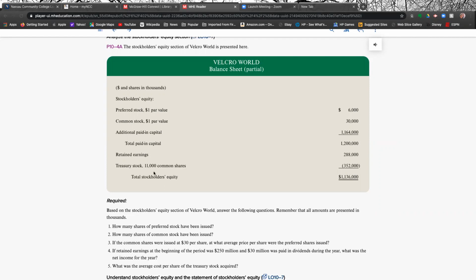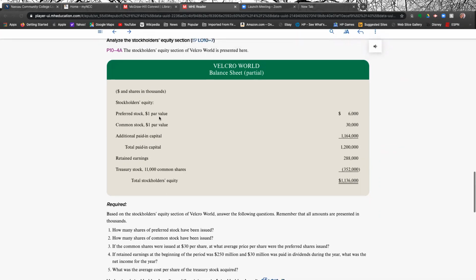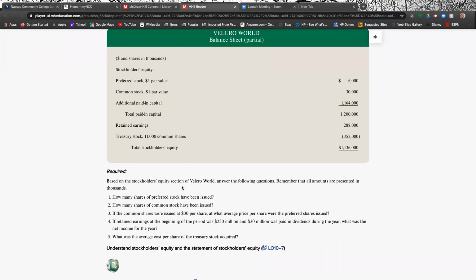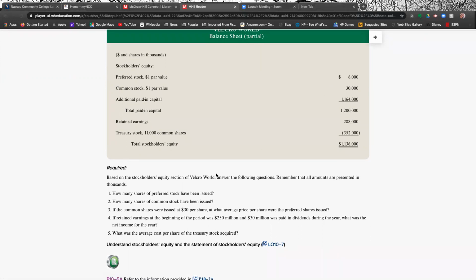Okay. So remember, when you're looking at the stockholders equity section, notice they don't tell you a lot about the preferred or the common. They don't tell you the number of shares issued and the number of shares outstanding. They're expecting us to be able to figure that out. That's some of the questions that they ask down here. So we're going to try to answer these questions. Based on the stockholders equity section, answer the following questions. Remember, all amounts are presented in thousands? Well, we're not going to do that. We're just going to do the math based on what they give us.